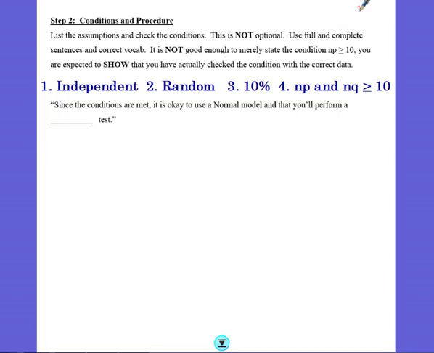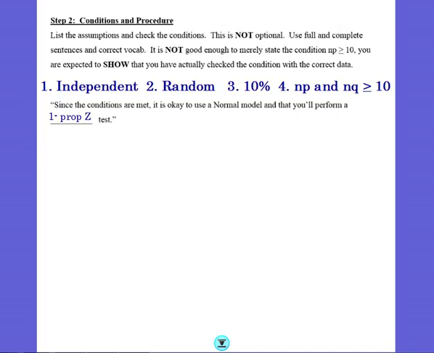As a reminder, this is not an optional thing. You have to use full, complete sentences, using vocab, using context. It's not enough to just put check marks. Don't just say np, nq greater than or equal to 10. You should show the numbers of expected failures and expected successes. And then you should always follow up once the conditions are met to say something along the lines of, since the conditions are met, we will use a normal model. And then something else that we have to add to this is say what test you will use. So for right now, the only test that we have is a one-prop z-test or a one-proportion z-test.